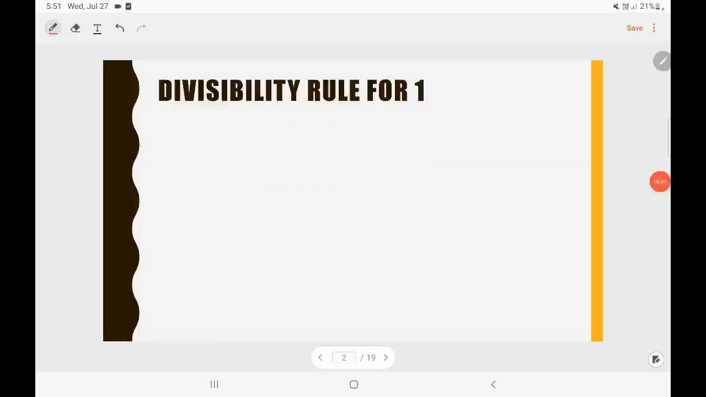So what is the divisibility rule for 1? It's very easy. All the numbers are divisible by 1. Whatever number you take, that number will be divisible by 1.